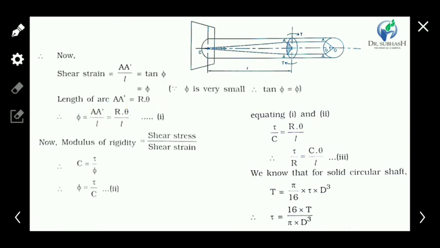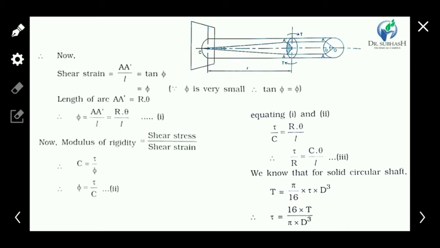Now the arc A dash. Here the length of the arc is found with the help of radius into theta, and the radius of the arc is denoted by capital R. So the length of the A dash arc is r theta, so phi is equal to r theta upon L.